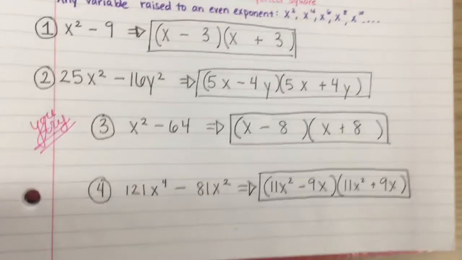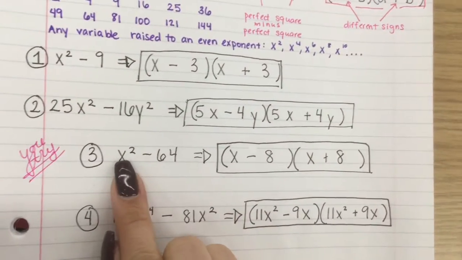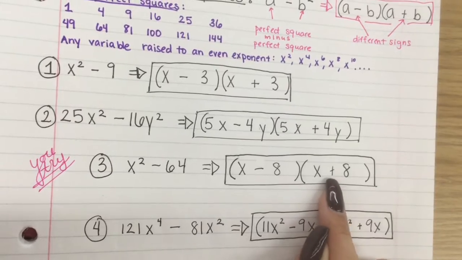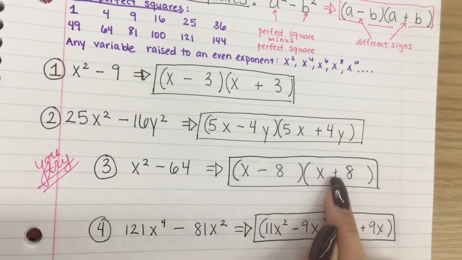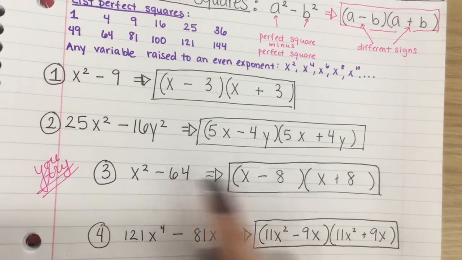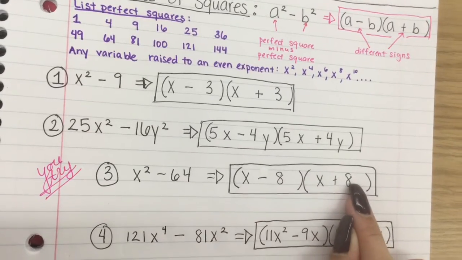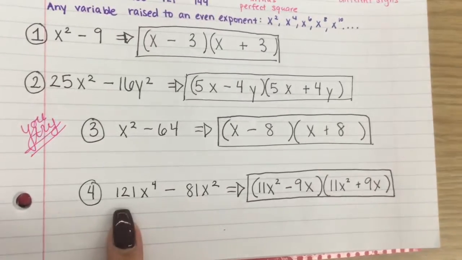8 times 8 is 64. Here you should have gotten the square root of x squared is x, so that is the same term in the beginning and the same term at the end. Remember your different signs, and then the square root of 64 is 8.